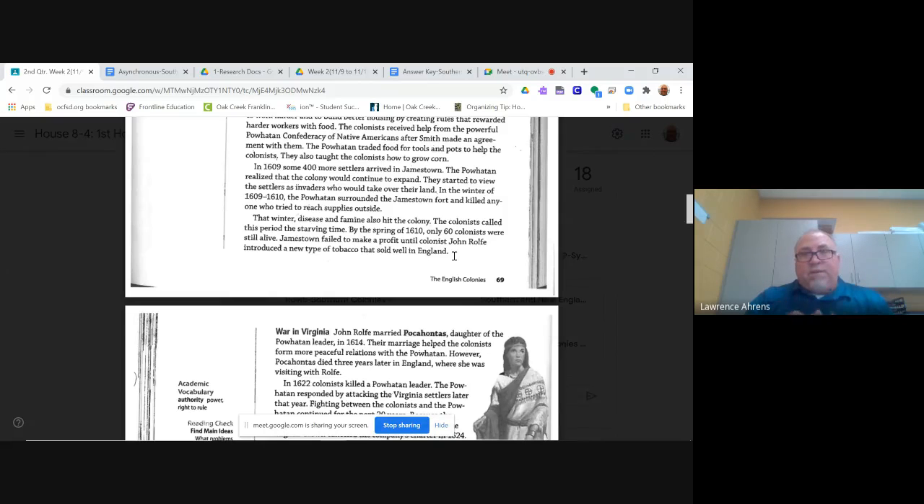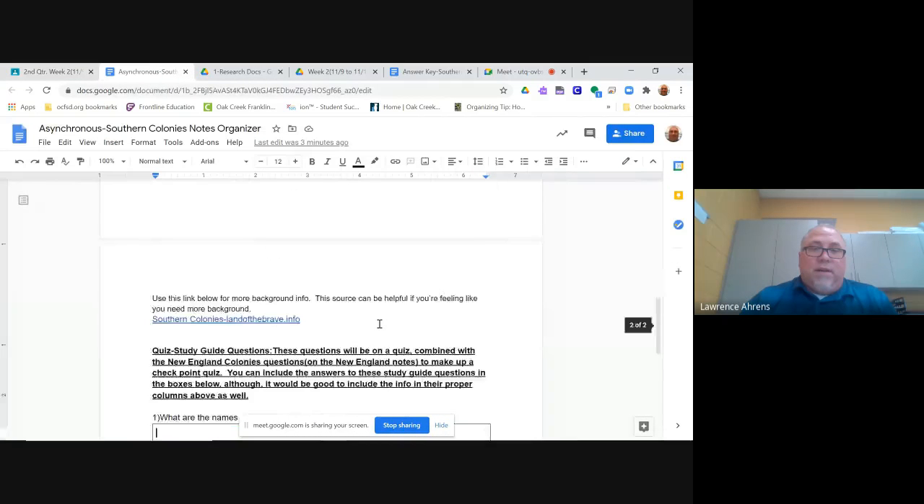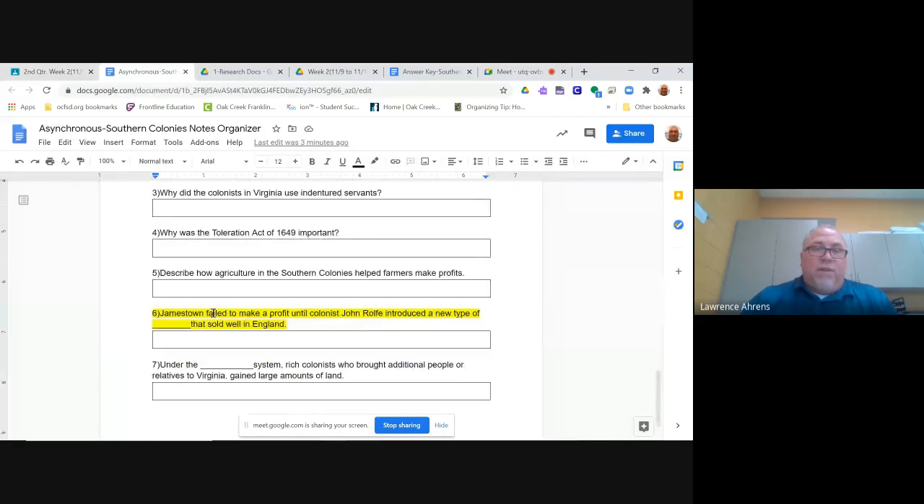So again, there are a few parts of the story that are being skipped here. John Smith leaves. A guy named Lord Delaware is going to come in, and he's going to kind of rescue the colony. But along with Lord Delaware is going to be another settler by the name of John Rolfe. Now let's take a look down here. We do have a question that involves John Rolfe in our study guide. And I'm pretty sure we just read the paragraph: what did he introduce a new type of?